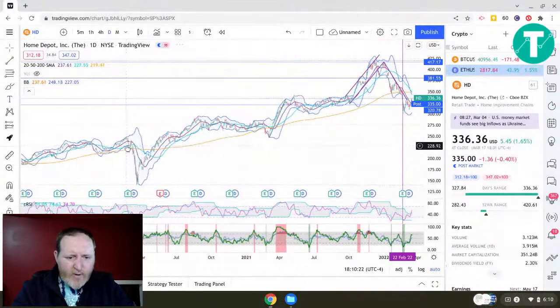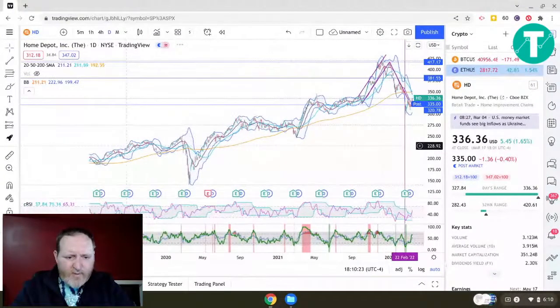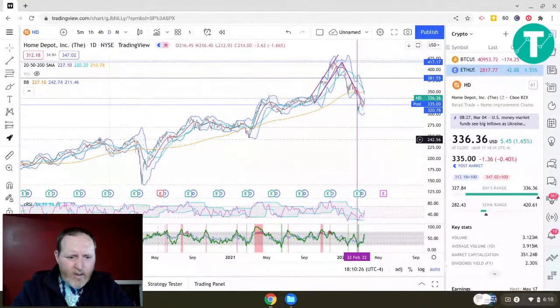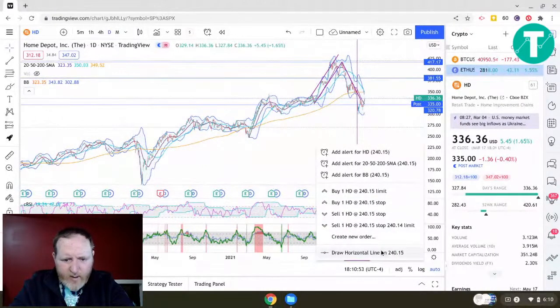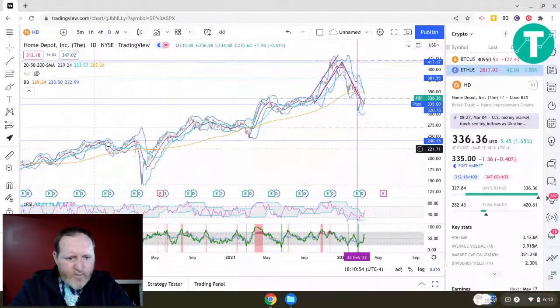I mean, we go back here pre-COVID. This is where I like to compare things to pre-COVID and get a sense. Look at where it was down here at 239, 240 at tops in November, October, September of 2019. So I'm going to put a line here at 240 because that's about the top of the Bollinger Band there. 240 in 2019.